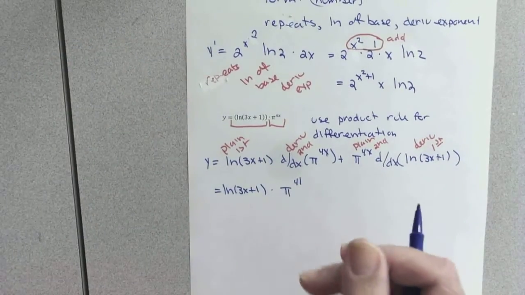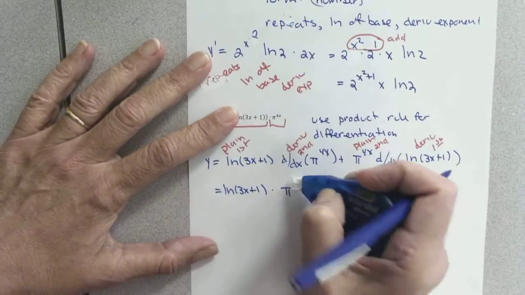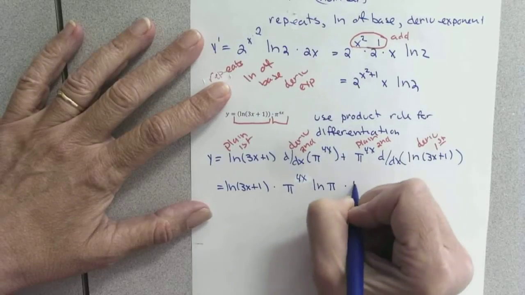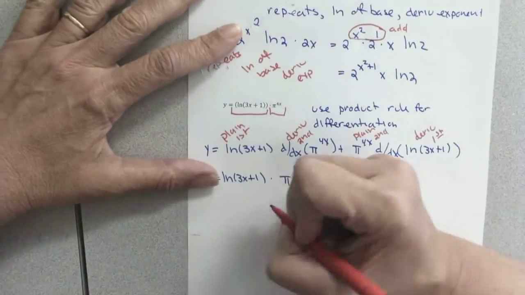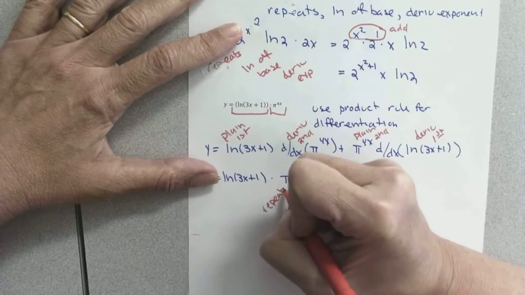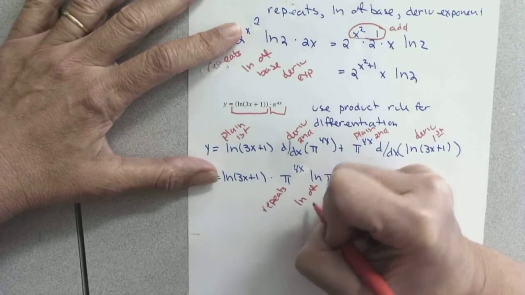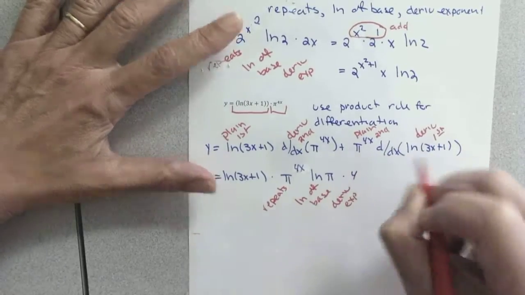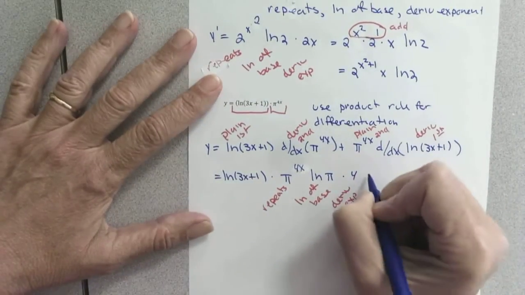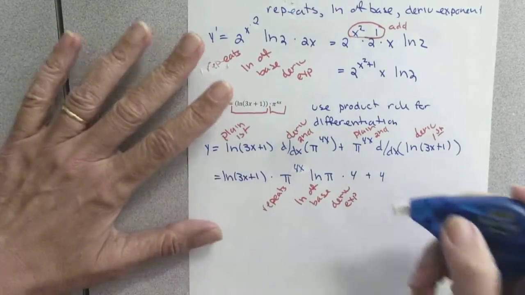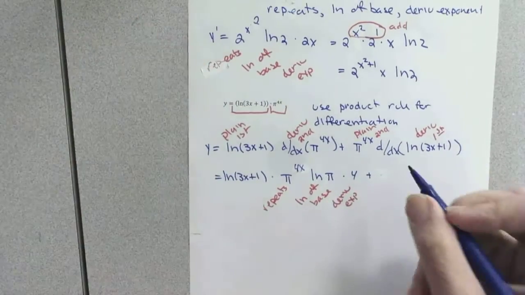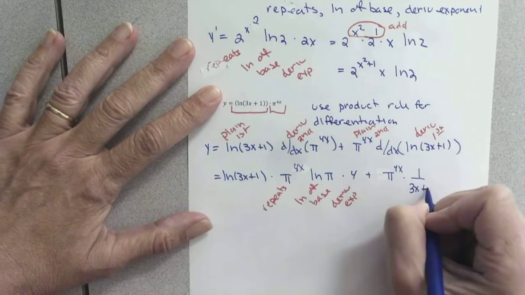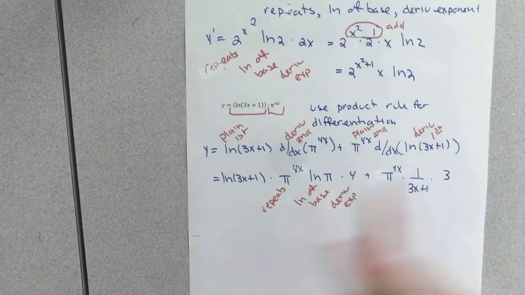Repeats. Natural log of the base, derivative of the exponent. Repeats. ln of base, derivative exponent. Then I'm up to the plus sign, so I'm going to leave it alone. Then I get to the logarithm, 1 over the argument, derivative of the argument.